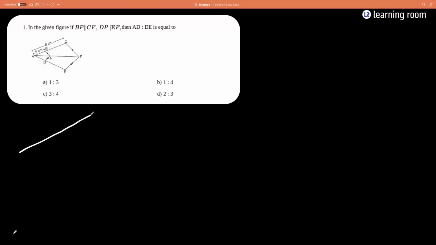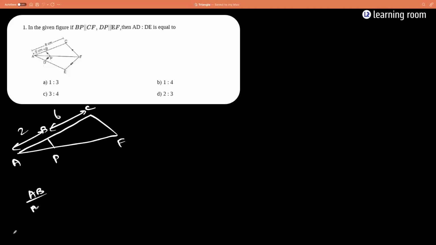So if you look at, sir, AB is equal to 2 centimeter and BC is equal to 6 centimeter. And AP and PF will be common for both. So by BPT, the ratios will be the same. So AB by BC will be equal to AD by DE. So it will be 2 by 6, which is 1/3. Correct.